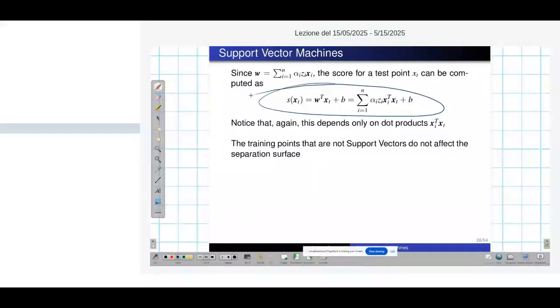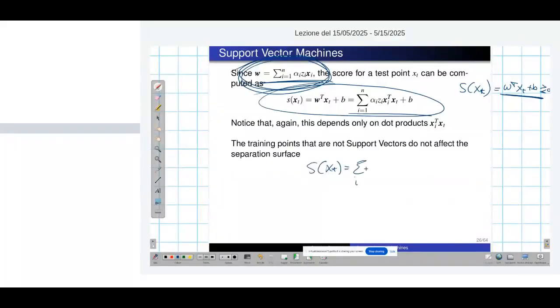Finally, since W can be expressed in this way, how can we define the scoring function? Well, the decision function for a test point looks like this: I take the usual expression and compare it with 0. If it's greater than 0, I will assign class +1. If it's lower than 0, I will assign class -1. Now, this is interesting because if I have the solution in terms of Lagrange multipliers, the scoring function of xt itself can be expressed how? As a sum over the training set of what?